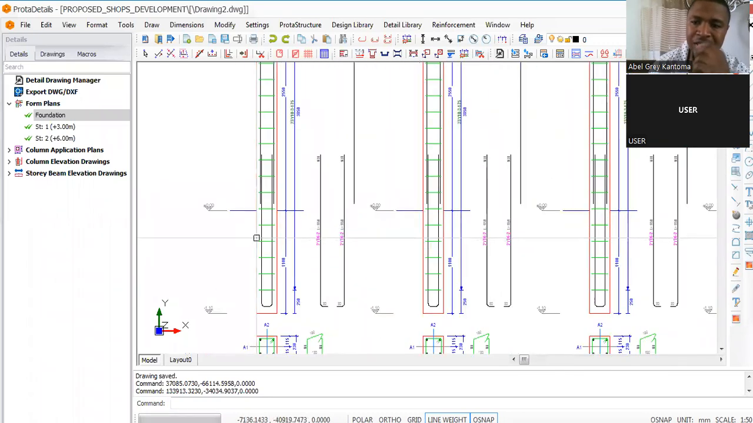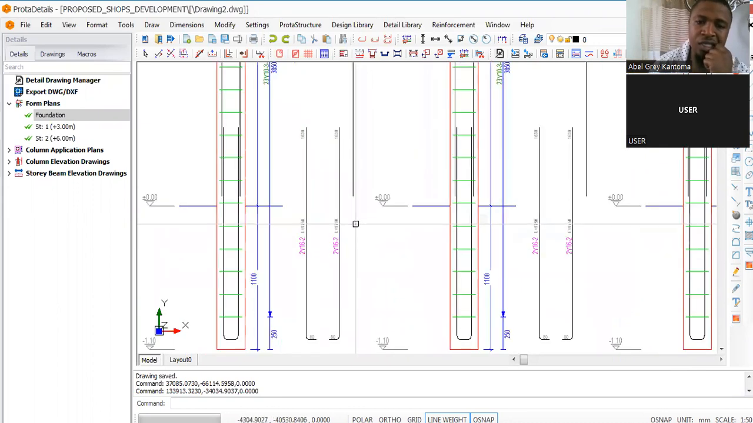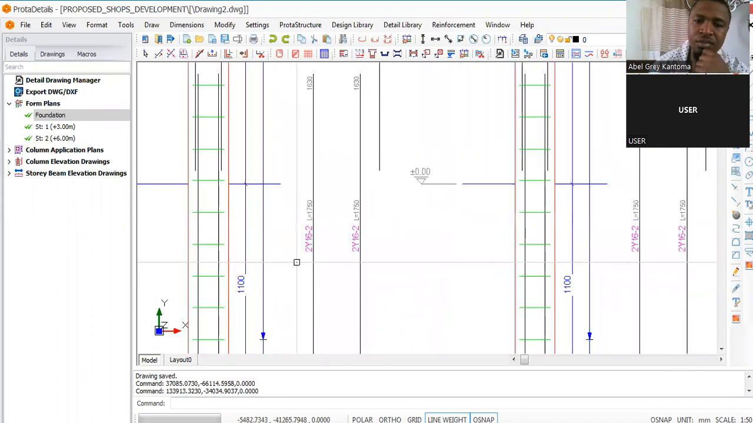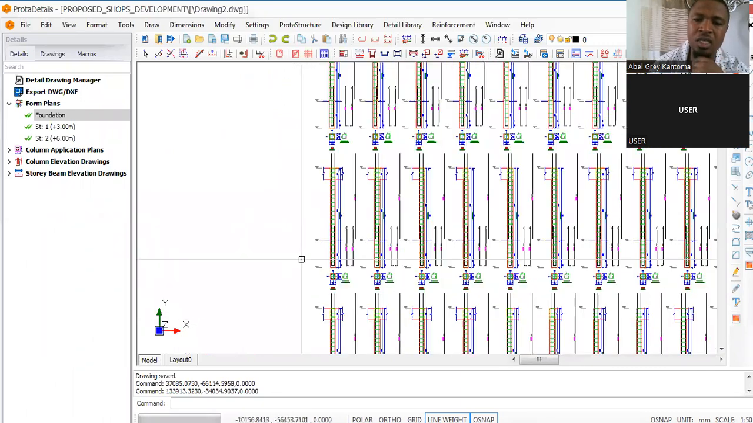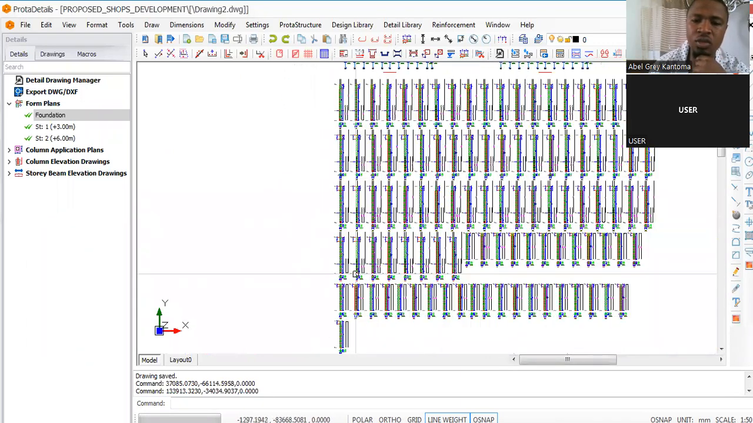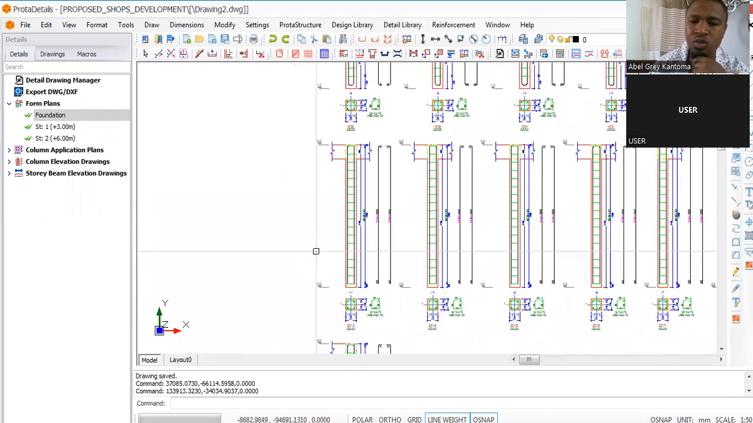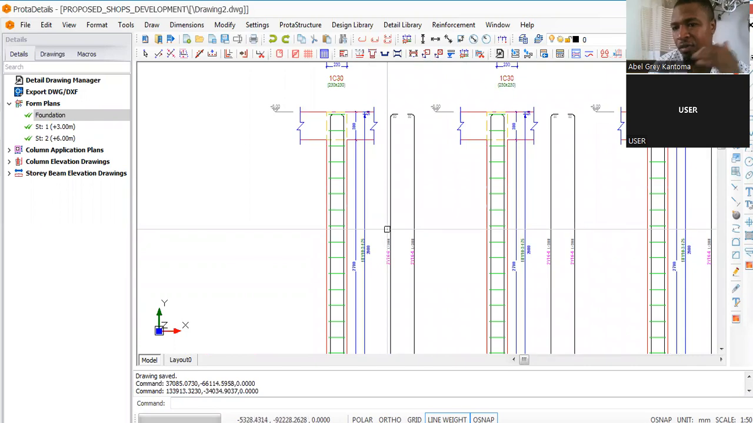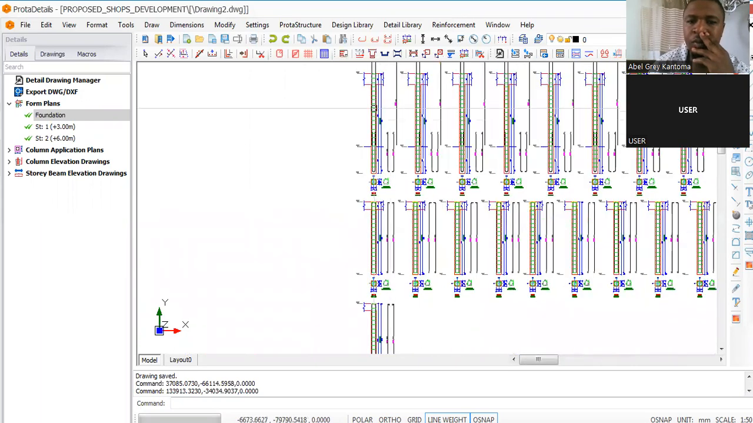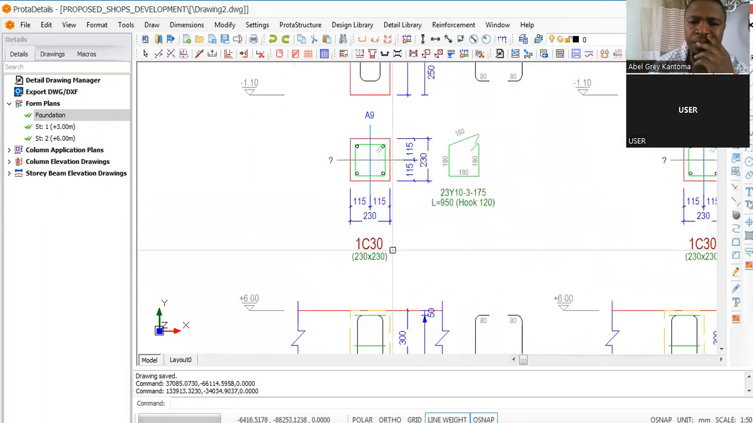Prota Structure column detail drawing: the column does not represent its column just like the way we are representing it in AutoCAD. Okay, it breaks every floor. Now, let me show you something.